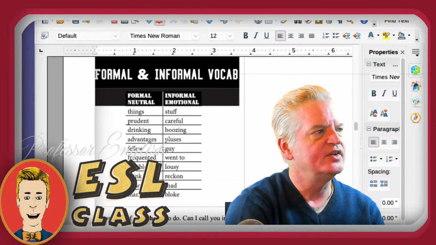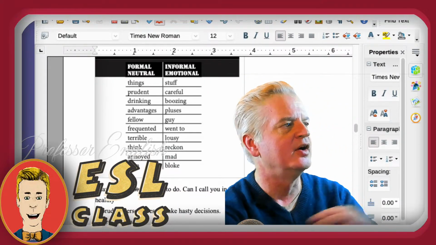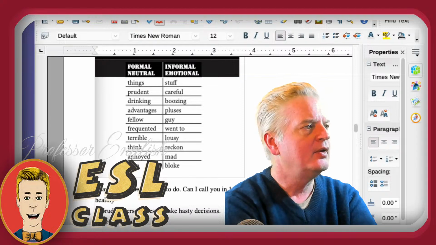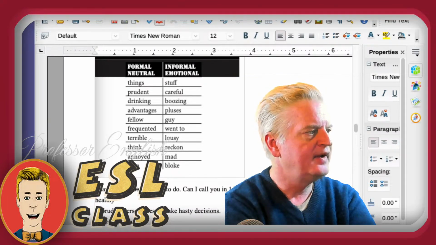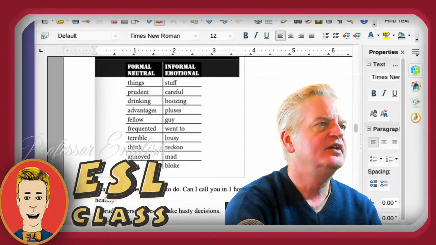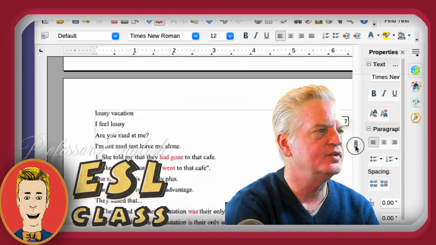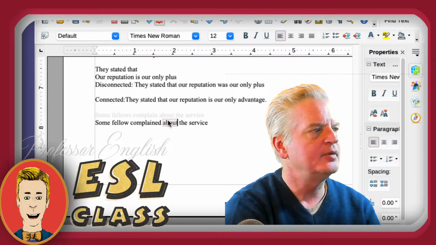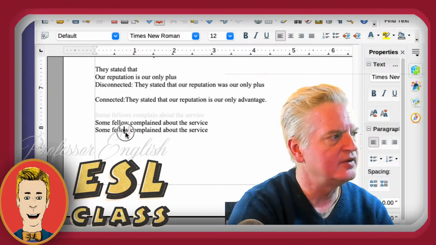According to the chart, what is the synonym that we could use for fellow? Fellow, according to the chart, is formal. What would be a more informal word for fellow? Guy. Some guy complained about the service. Let's change that sentence. Let's use some guy. Some guy complained about the service. Okay.